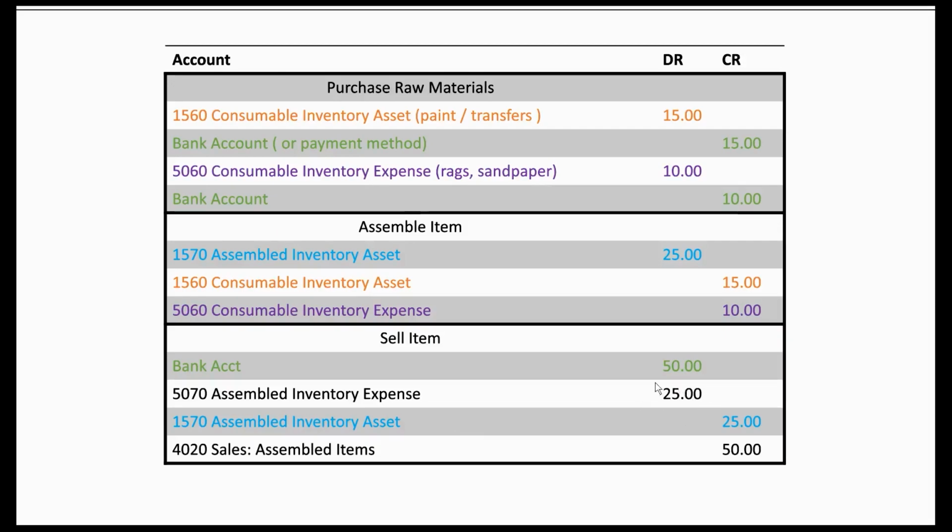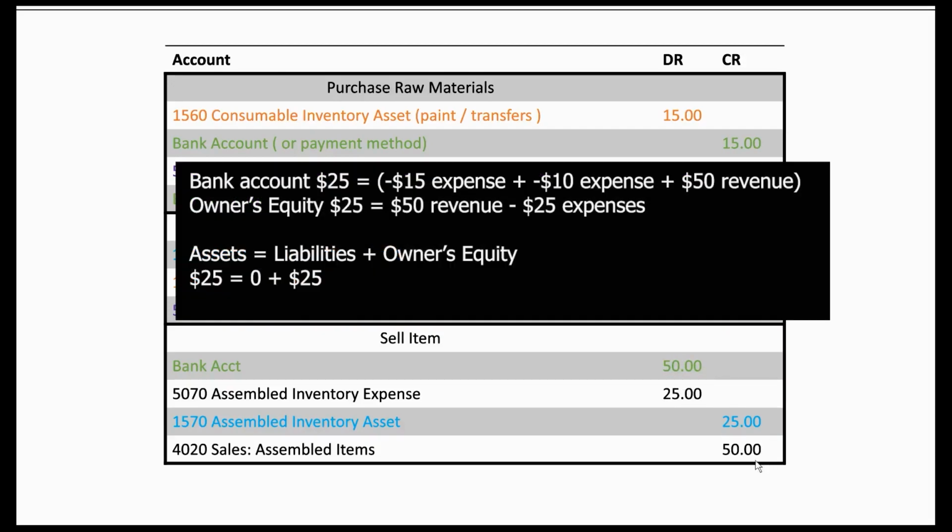So then when you're calculating your profits, it's your $50 revenue, which is here, less your expense. So the difference being $25 is what your owner's equity balance becomes. So it all balances out.